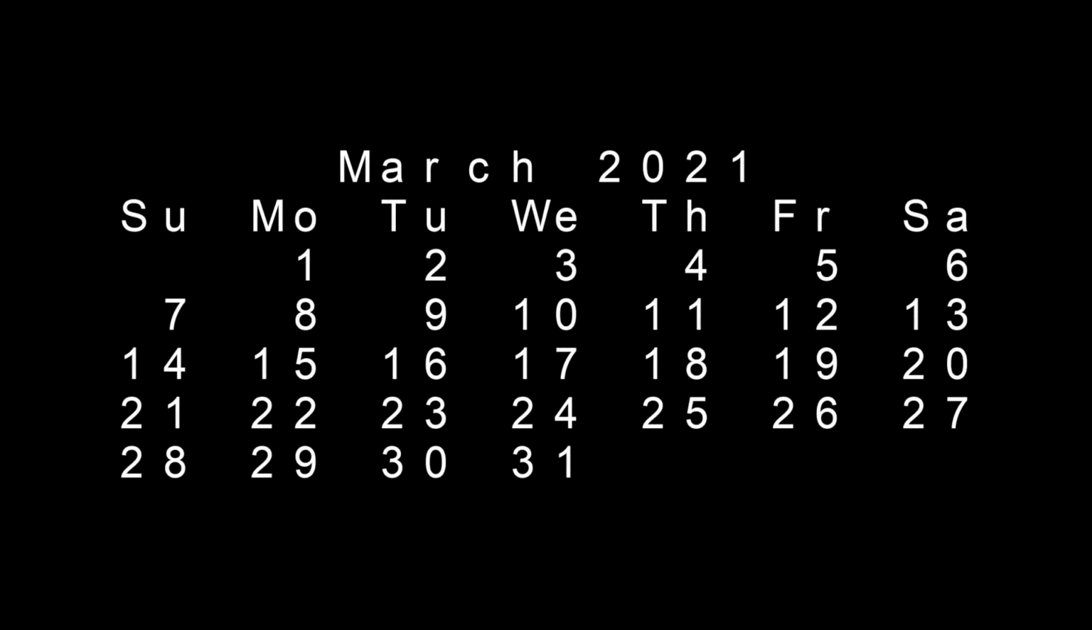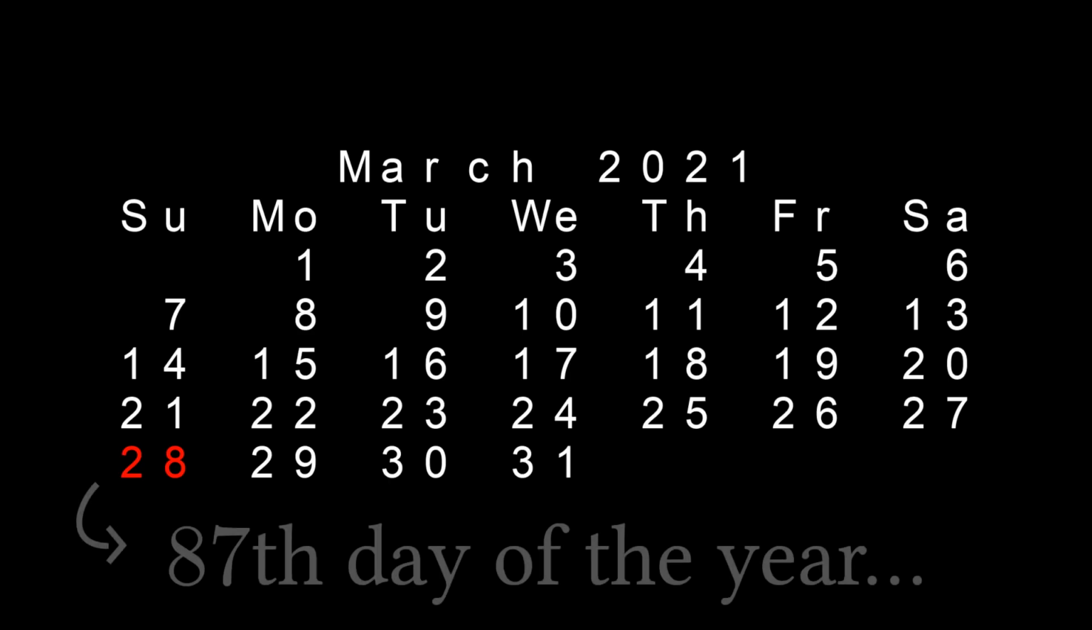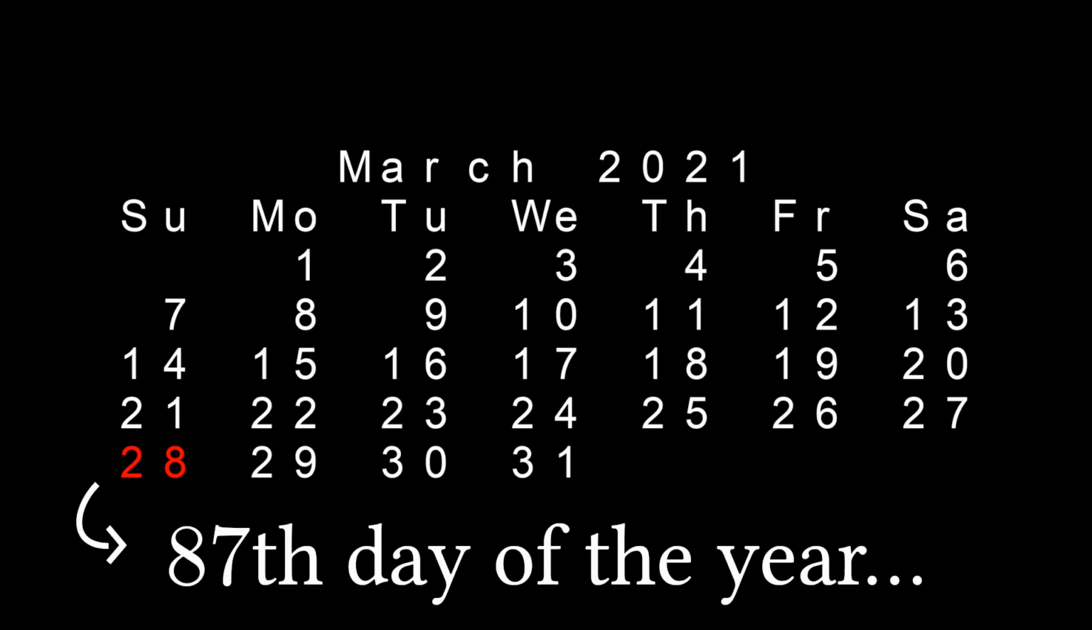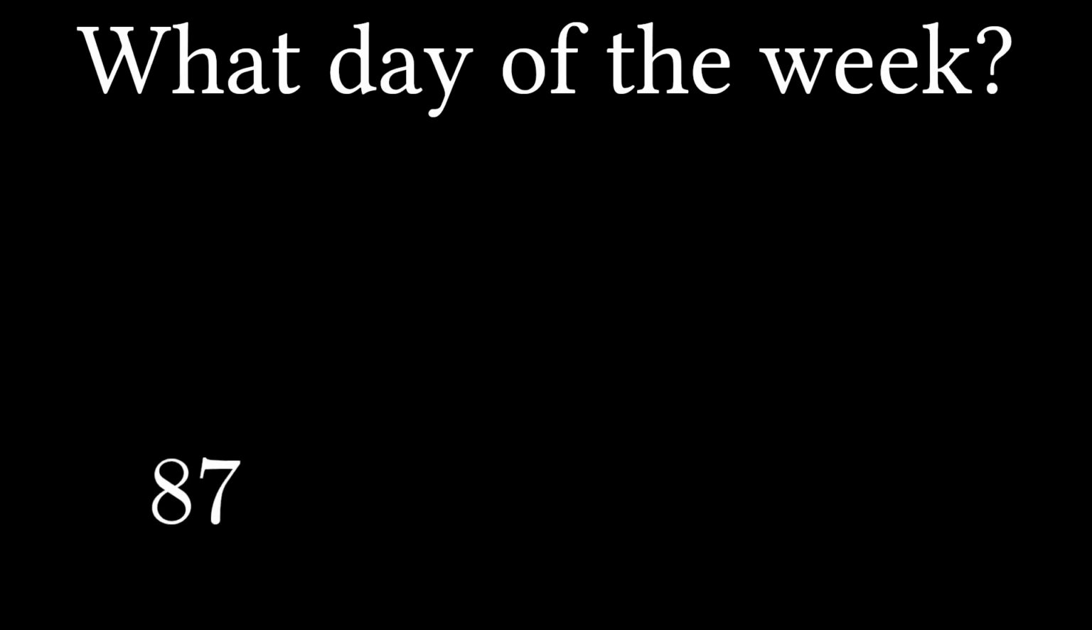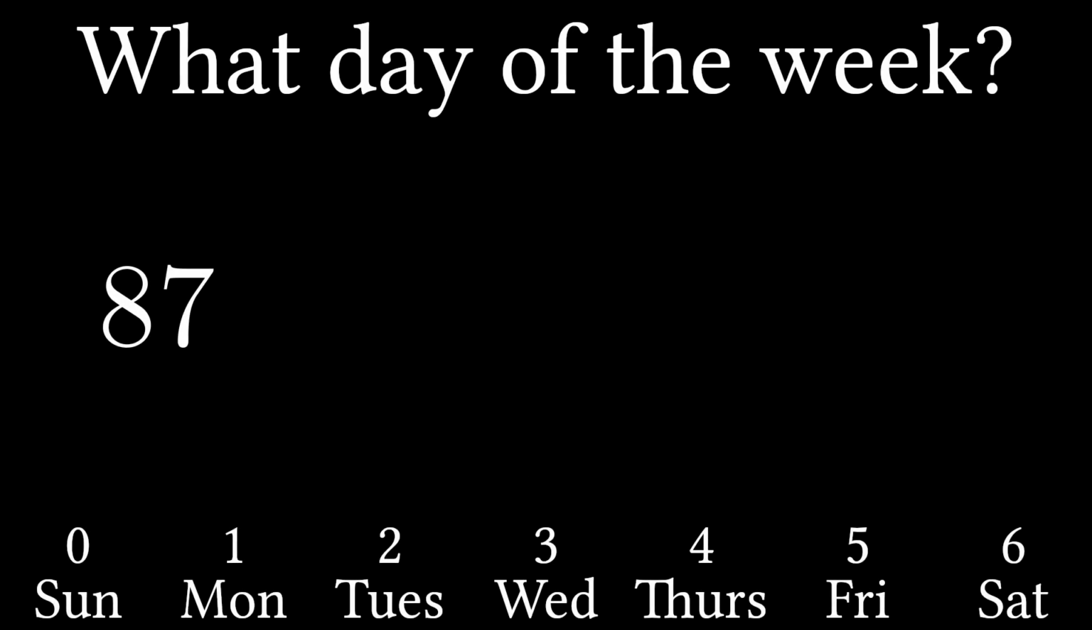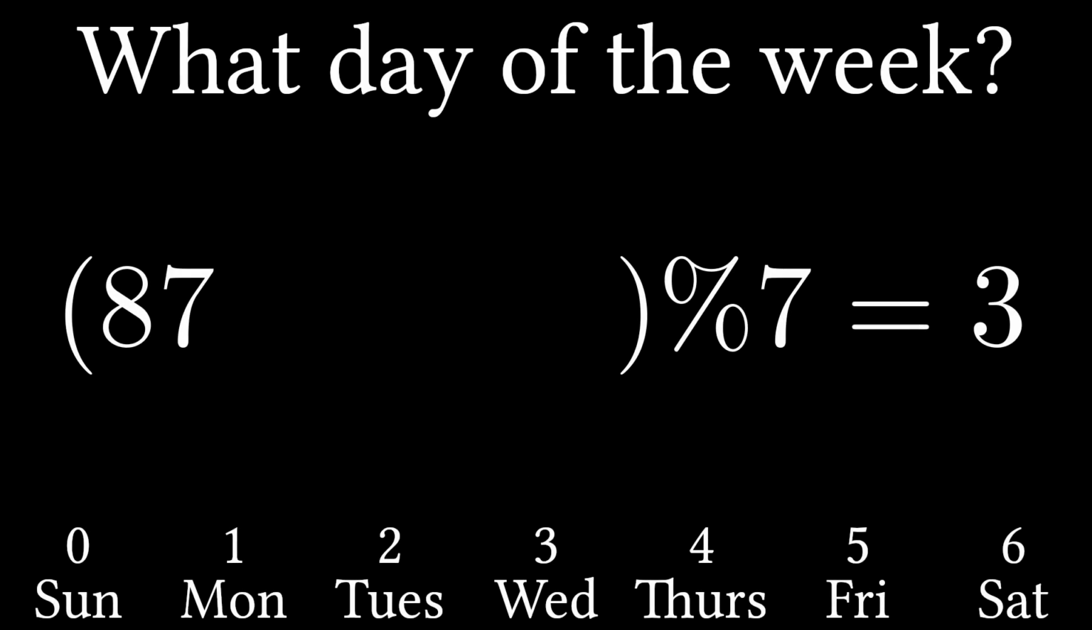Well, imagine we found the next full moon after March 21st to be on the 28th, as it is for 2021. We know that this is the 87th day of the year, so what day of the week is that? Well, I know it's one of 7 days, so I might naively take a mod 7 of it to get 3, which would put it on a Wednesday. The problem is that March 28th is not on a Wednesday this year, it's actually on a Sunday.